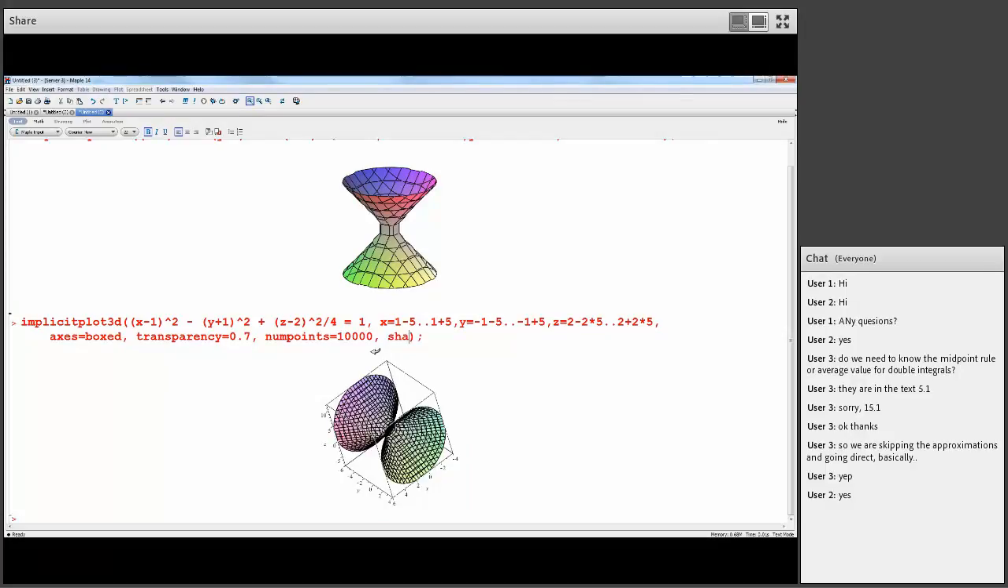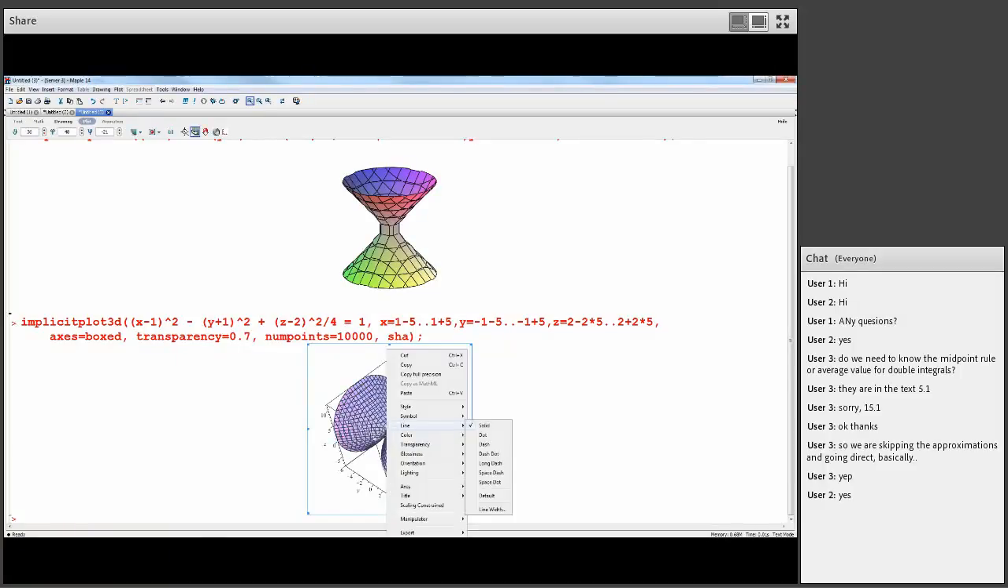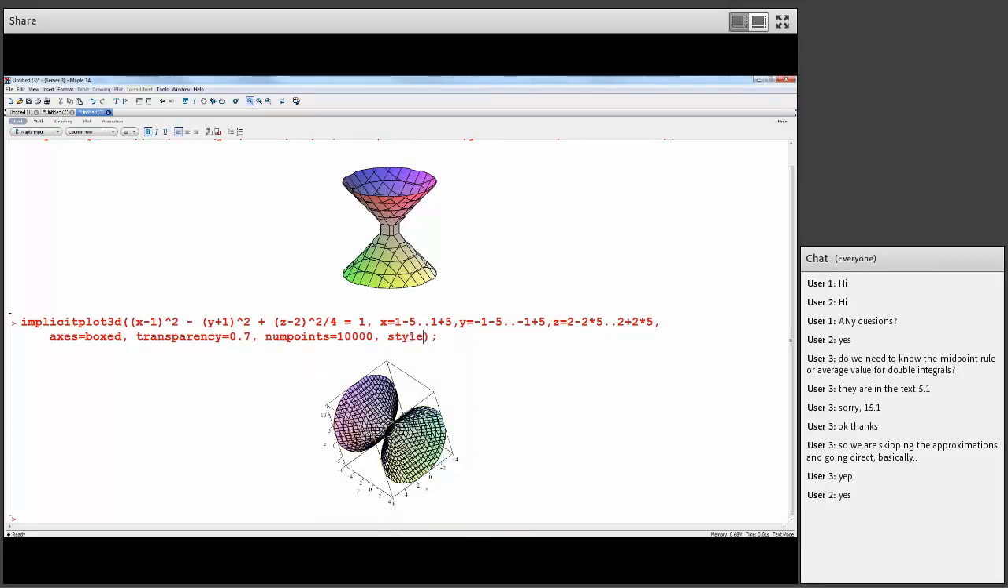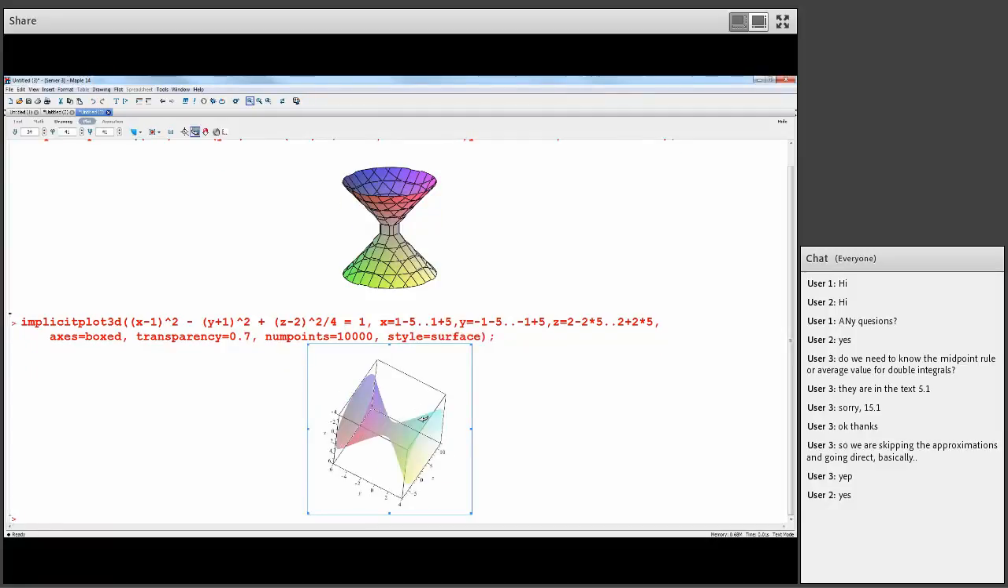If you want the, what's the word for it? Shading? No. If you right-click, you get all these different things to remind me. So Style, that's what I'm looking for. So Style equals Surface, and you can just see the surface itself with all the lines on it, and it's got a bit of transparency.